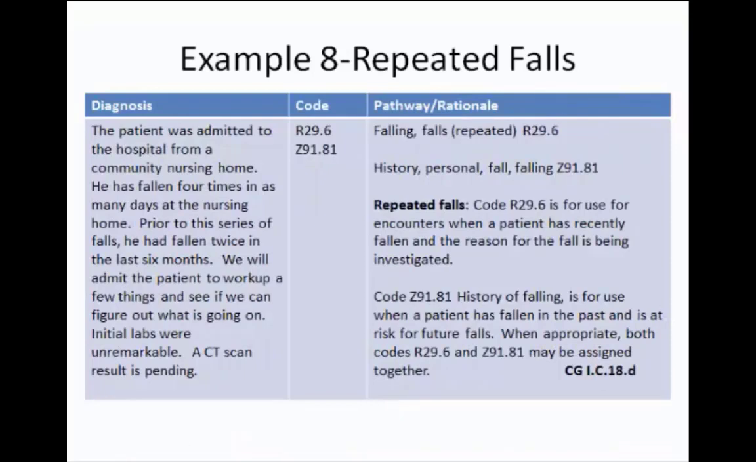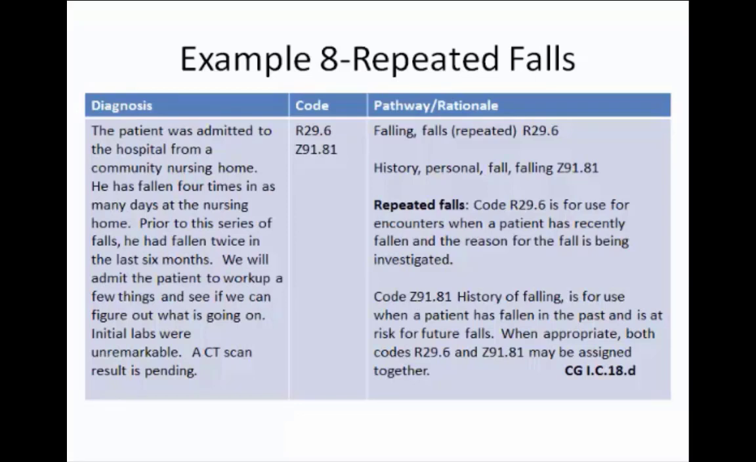And here's an example of repeated falls, and there is a guideline that talks about repeated falls and a history of falling, and this is used quite a bit because in nursing homes it is not unusual for residents to fall, and I'm glad that there's codes that allow us to report that so that it can be tracked.